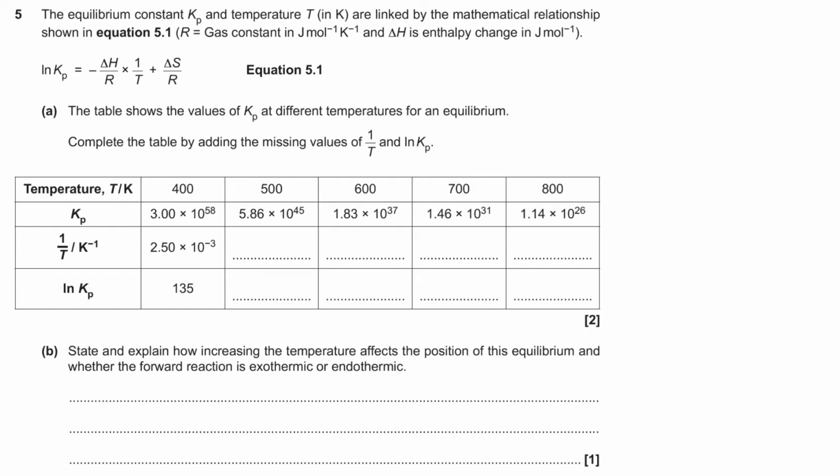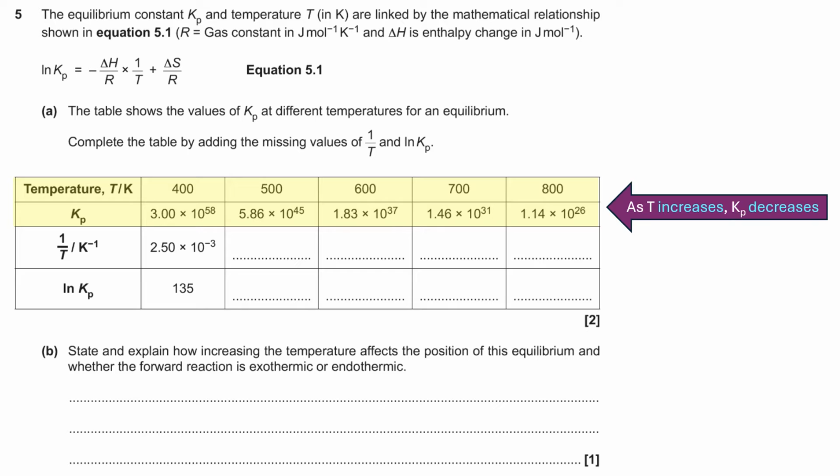So this is our question. The first part of it is referring to the relationship between temperature and Kp, and they want you to complete the table by adding the missing values. I'll come on to that in a moment, but let's just first of all look at stating and explaining how increasing the temperature affects the position of this equilibrium, and whether the forward reaction is exothermic or endothermic.